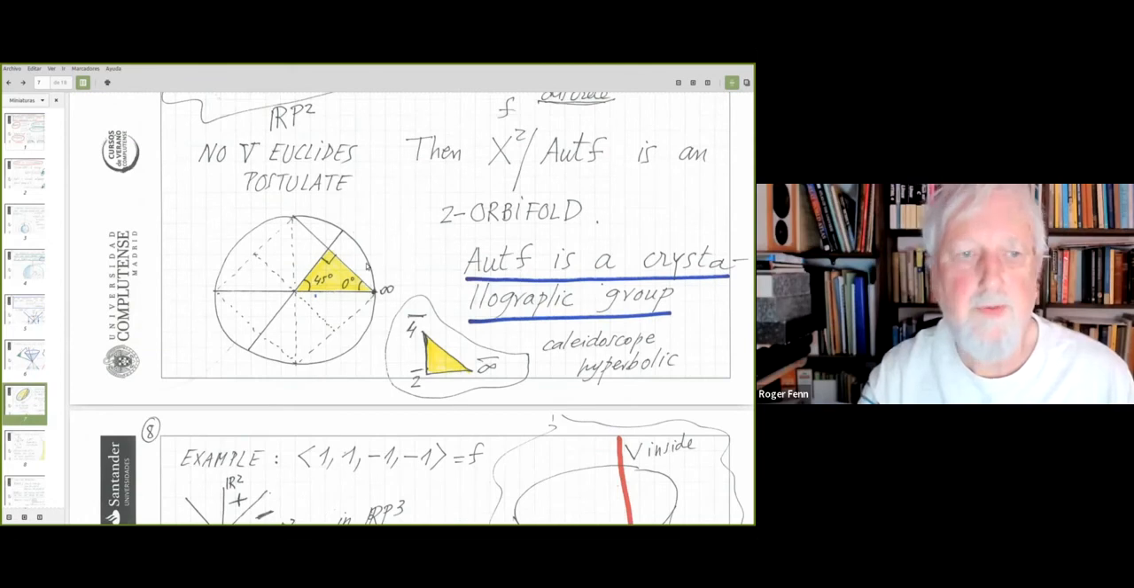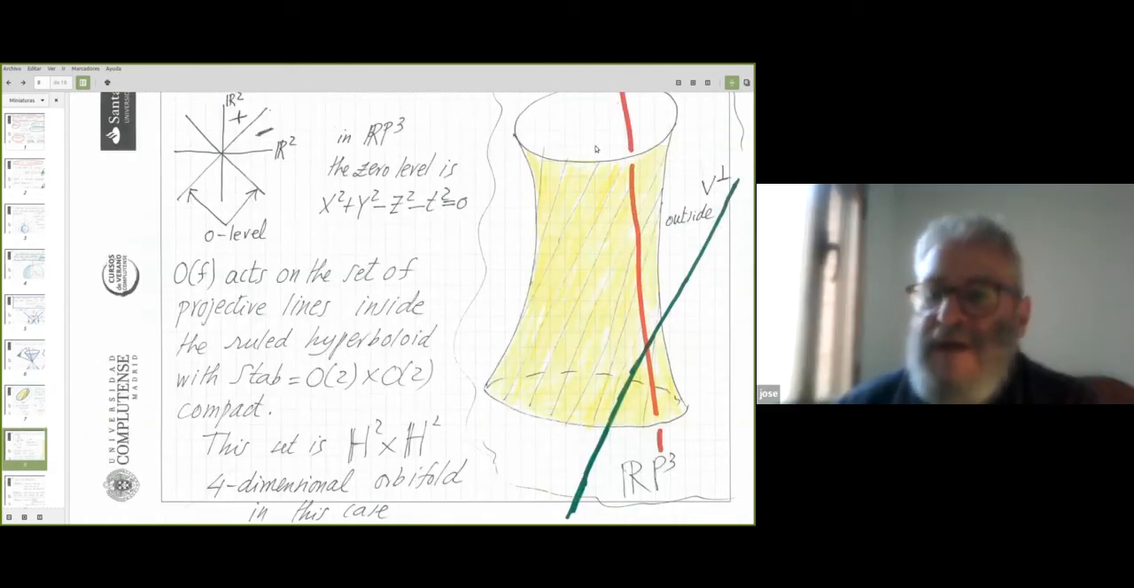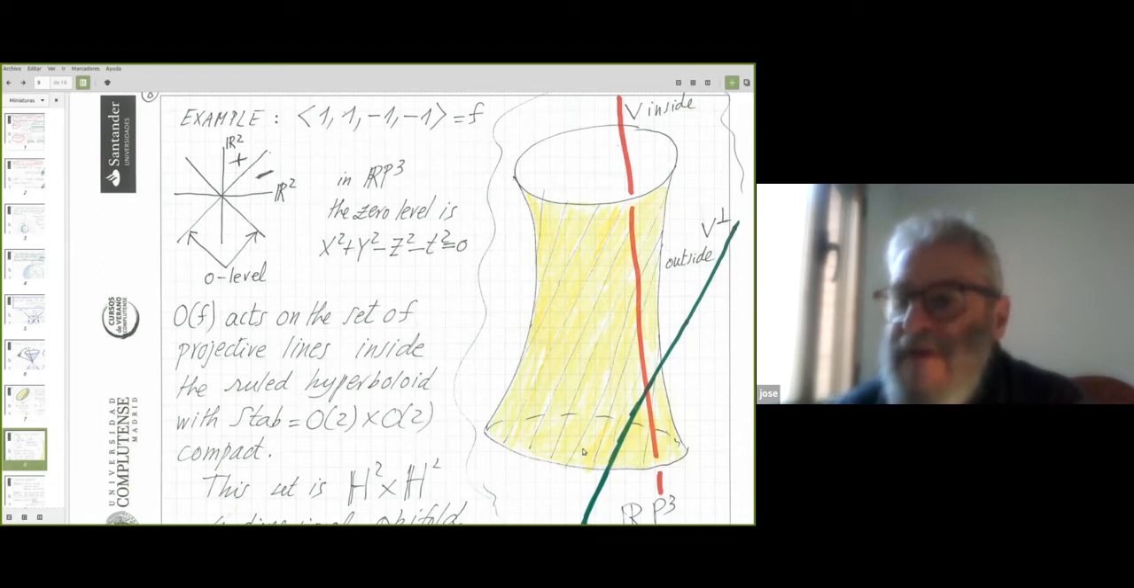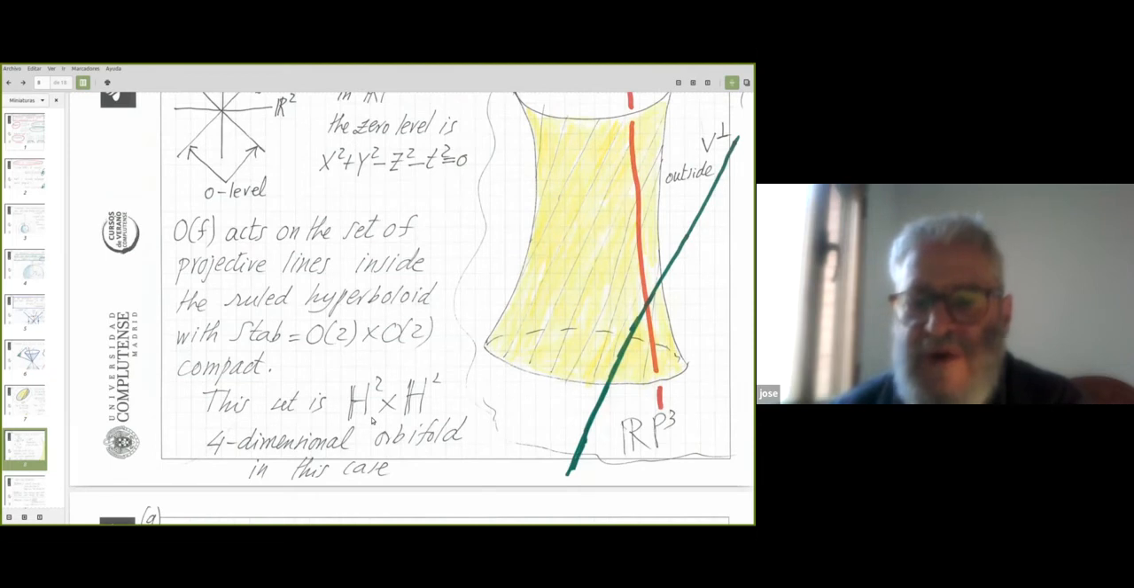No, they're beautiful. This is the one that took me a lot of time, which is to understand quadratic forms with signature plus plus minus minus. Then you get a hyperboloid. This is a ruled hyperboloid, and the hyperboloid has rulings to the right and rulings to the left. The set of rulings to the right and to the left corresponds to the product of two hyperbolic planes. So the orbifold is four-dimensional.